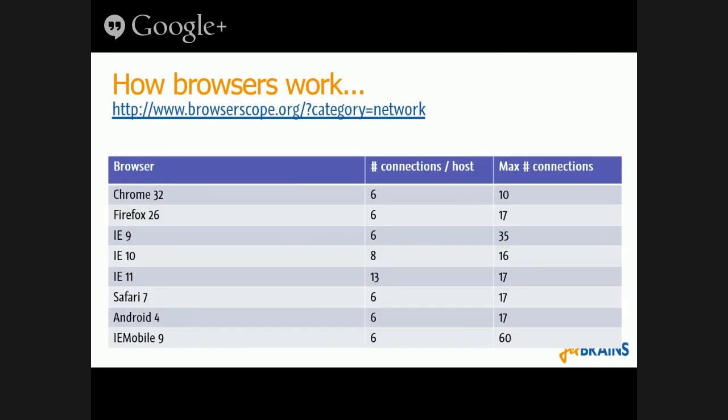So if you look at all the different browsers that are available, and I think actually IE Mobile 9 is one of the coolest browsers ever because of the connection limit in there. If you look at the browsers, you see that on average, between 6 and 8 connections at the same time to the same host can be made. And in total, it's typically 10 to 15 to 16 to sometimes 20 requests that are being done in general.